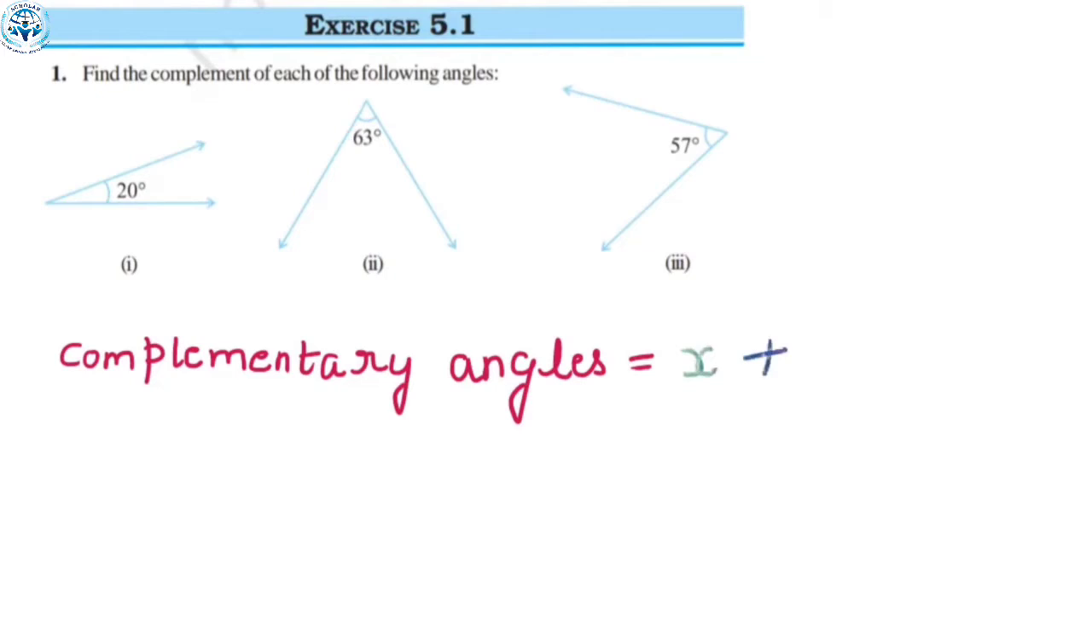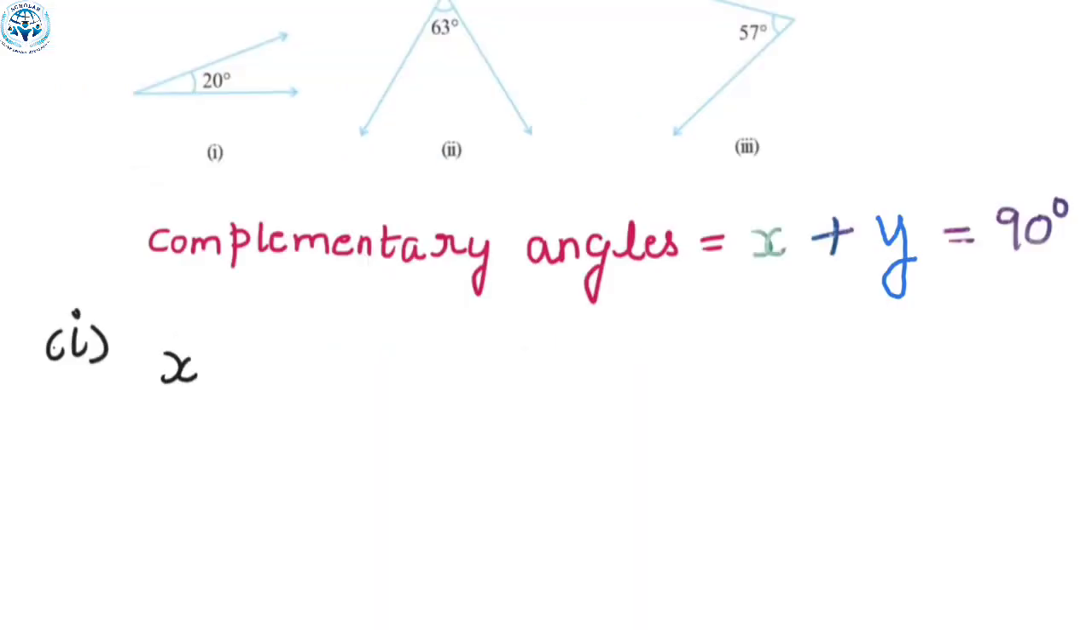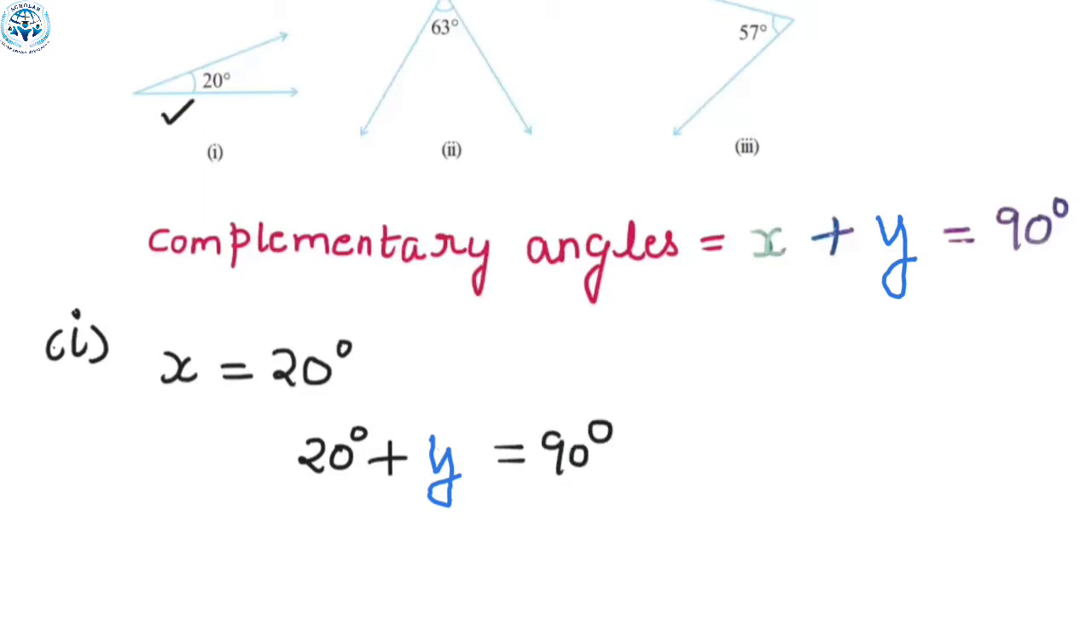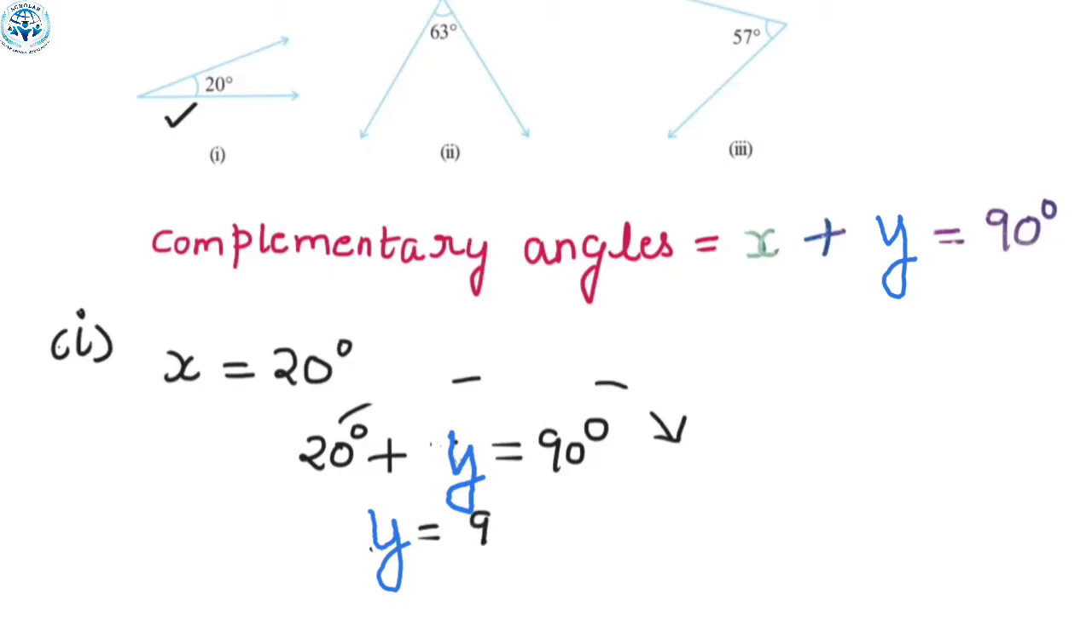In all the three parts, one angle is given and you have to find out another angle. So, if the value of x is given, you have to find out the value of y. In the first part, the value of x is 20 degree. Now find out the value of y. For that, you have to form an equation. y is equal to 90 degree minus 20 degree.